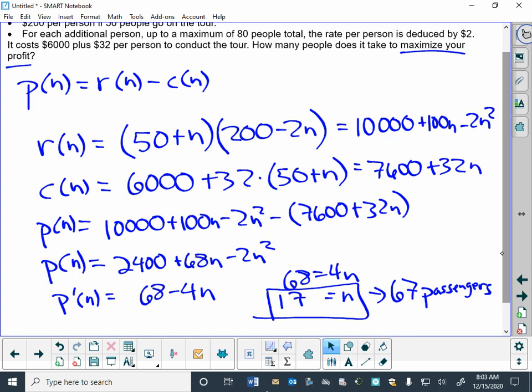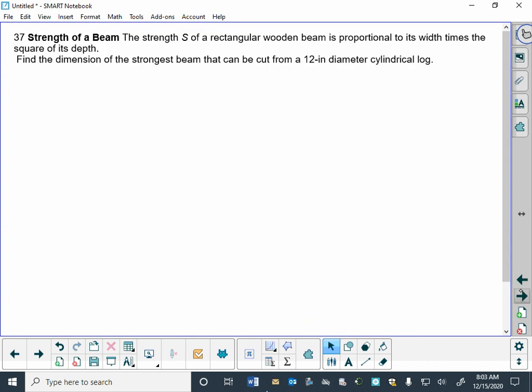All right, I've got one more for you. The strength of the beam. It says the strength S of a rectangular wooden beam is proportional to its width times the square of its depth. So we can read an equation out of there. To begin with, find the dimensions of the strongest beam. So we want to maximize the strength of the beam.